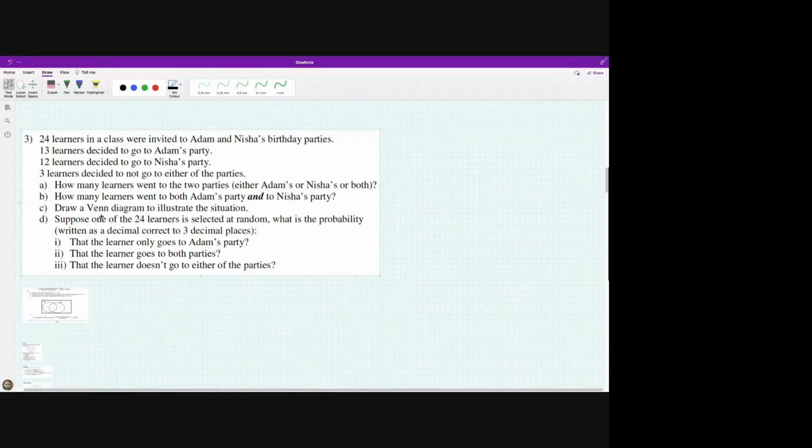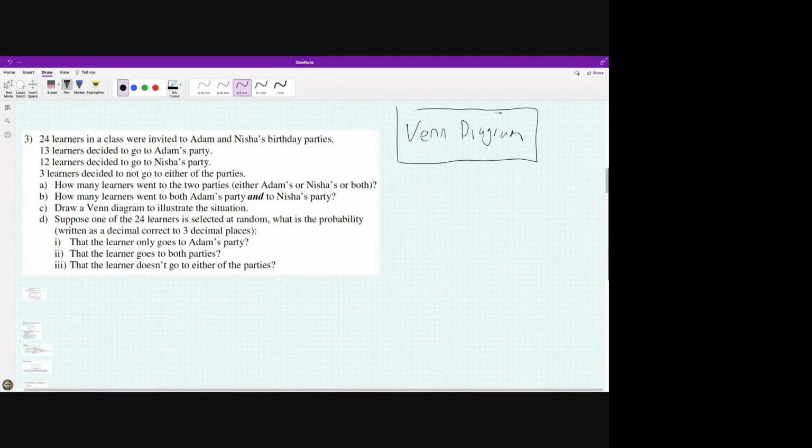So there are 24 learners in a class. 13 learners decided to go to Adam's party. 12 learners decided to go to Nisha's party. 3 learners decided not to go to either of the parties. I want you to draw a Venn diagram that describes the situation, and then I want you to say done in the chat when you are done. So all you are doing is describing this situation in a Venn diagram. And when you have finished drawing your Venn diagram, say done in the chat.